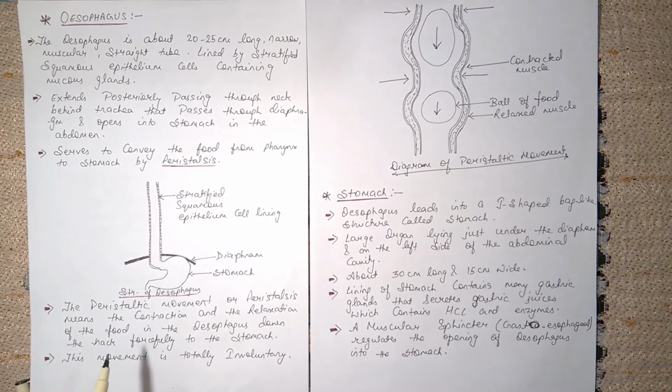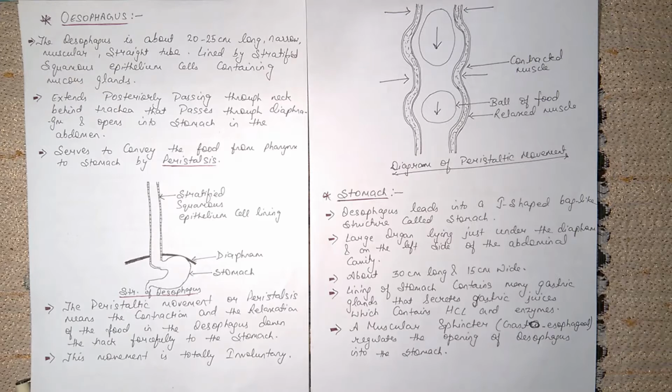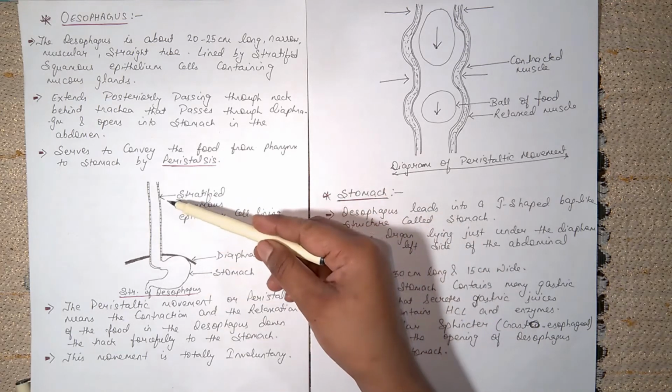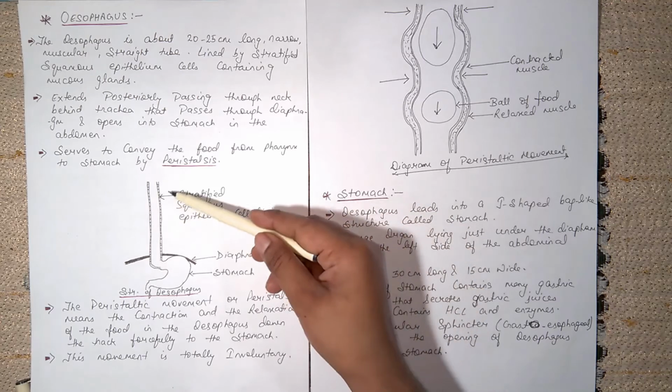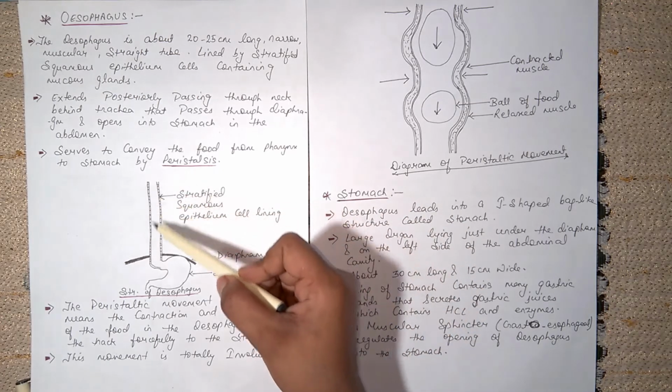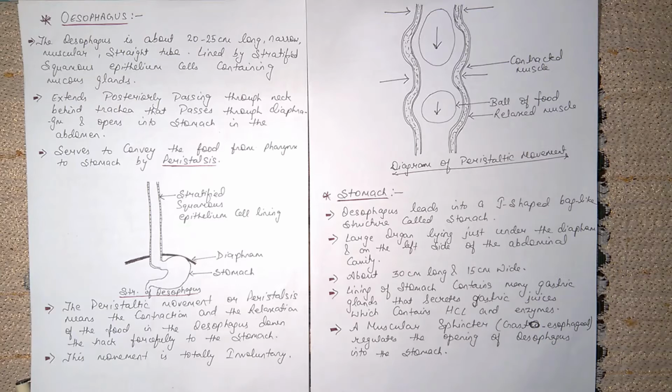The peristaltic movement, or peristalsis, means the contraction and relaxation of the muscles in the esophagus pushing the food down the tract forcefully to the stomach. The peristaltic movement helps in pushing the food from the pharynx through the esophagus to the stomach in a forceful movement. And this movement is totally involuntary.